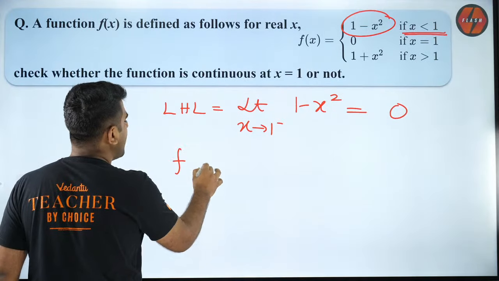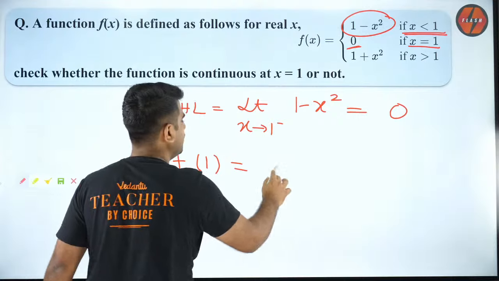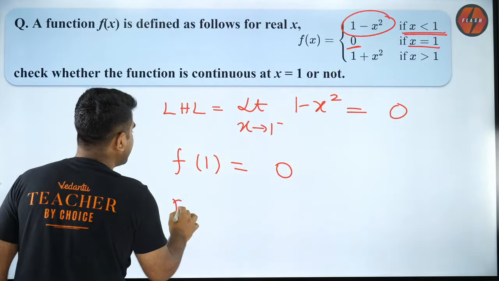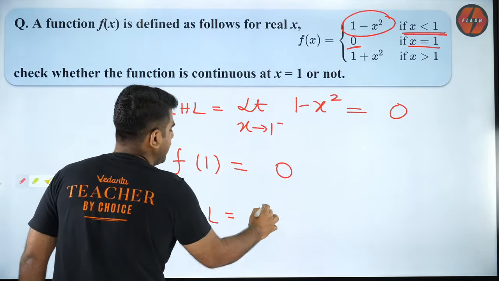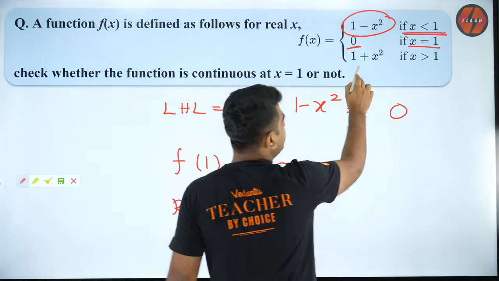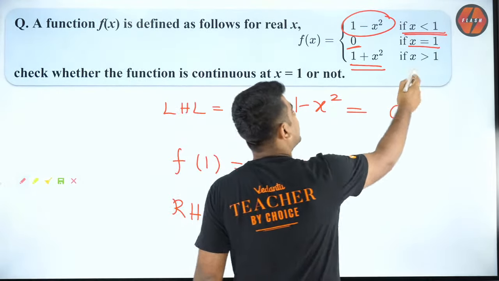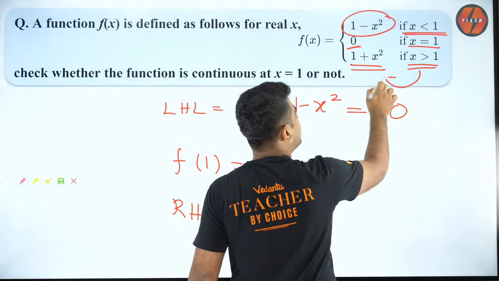So functional value at 1 is what? Functional value at 1 is equal to 0. And what is RHL? RHL is nothing but limit x tending to 1 plus f of x. What is f of x? f of x is 1 plus x square, because you have to choose the correct branch. The correct branch you have to choose.